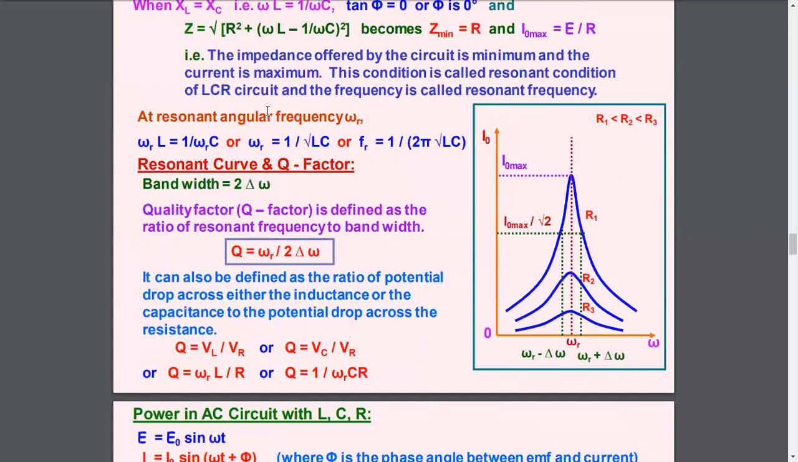So what happens at the resonant angular frequency omega R, where the subscript R stands for resonance. At this frequency, capacitive reactance and inductive reactance must be equal. That is, XL must be equal to XC. XL is given as omega R into L, where omega R is the resonance frequency, and XC is given as 1 upon omega R into C. So omega R equals 1 upon root under LC, the square root of the product of inductance and capacitance. So the resonant frequency can be easily calculated for a given LCR circuit with the knowledge of the inductance and capacitance of the inductor and capacitor present in that circuit.